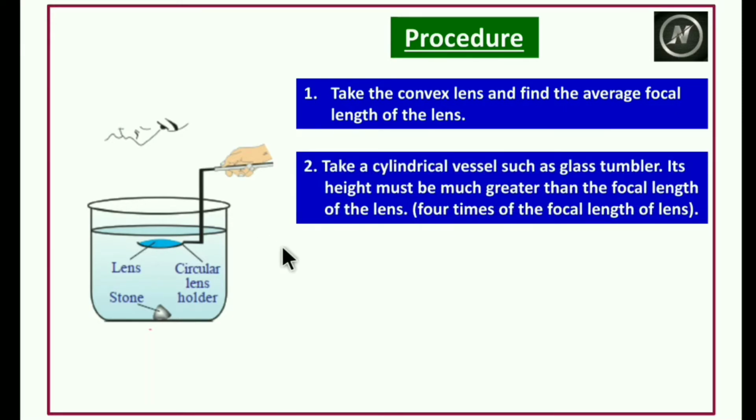Take a cylindrical vessel such as a glass tumbler. Its height must be much greater than the focal length of the lens. That means 4 times the focal length of the lens. For example, if the focal length of the lens is 10 centimeters, then take a cylindrical vessel with height up to 40 centimeters, 4 times the focal length of the lens.